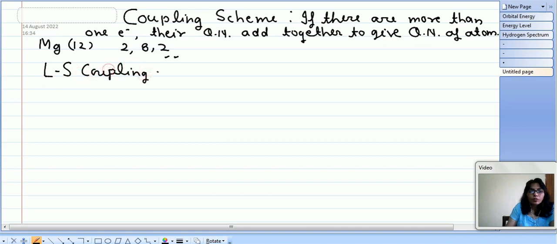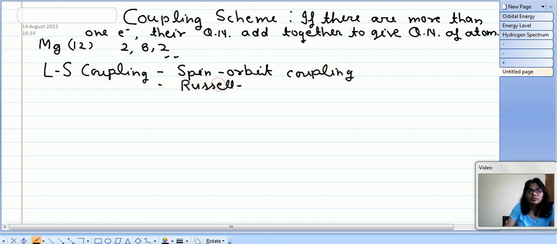LS coupling is also known as spin orbit coupling, and this is also termed Russell Saunders coupling, named after the scientist Russell Saunders. So this is the first type of coupling, and the next type of coupling is JJ coupling.